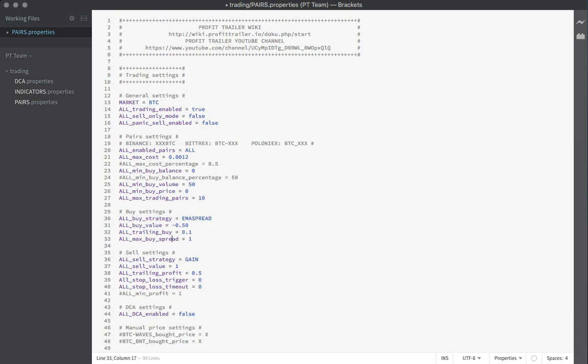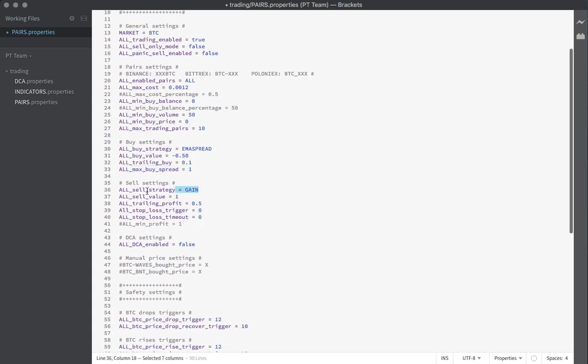This also affects your possible buy log, this all max buy spread. If it's not inside this number, or not below the percentage that you set here, it won't show up in possible buy. Sell settings.